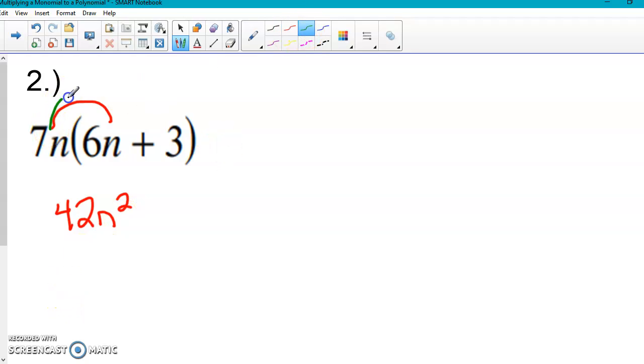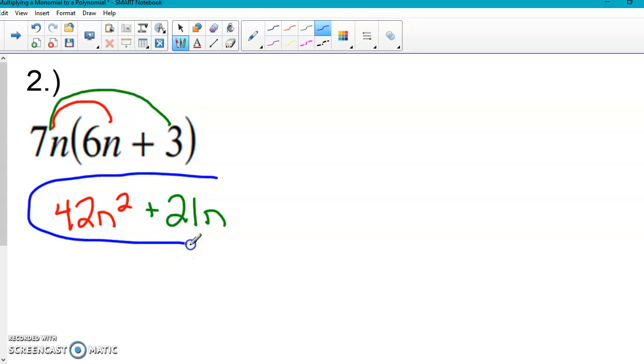Come back and grab the 7n again, but this time goes to the 3. So 7 times 3 gets me 21. And then there's not another n to multiply by, so bring him down. N squared and n, they are not like terms. So you cannot add these two together. That is your final answer.